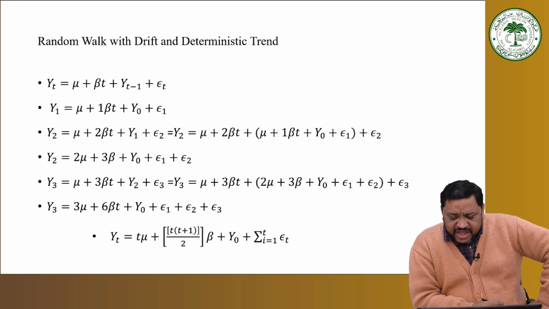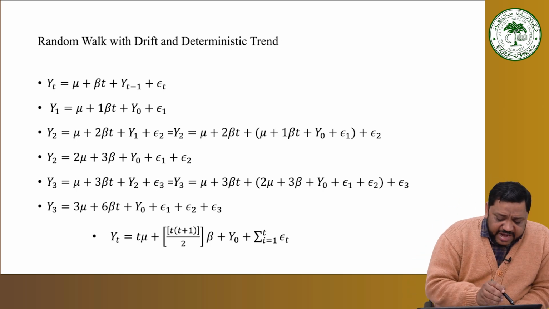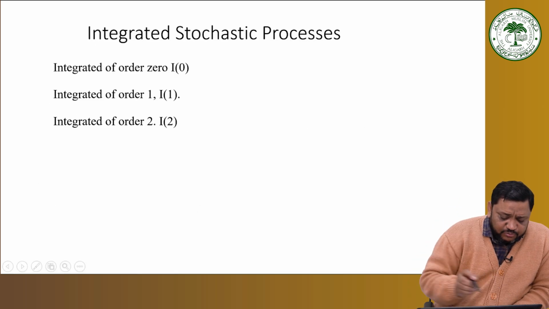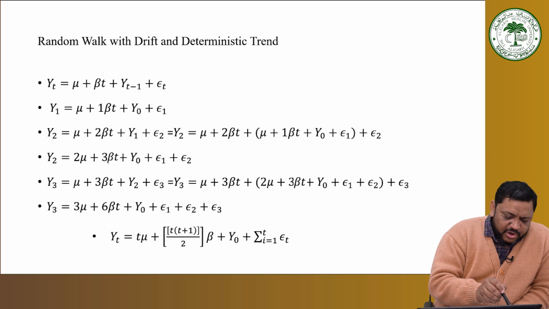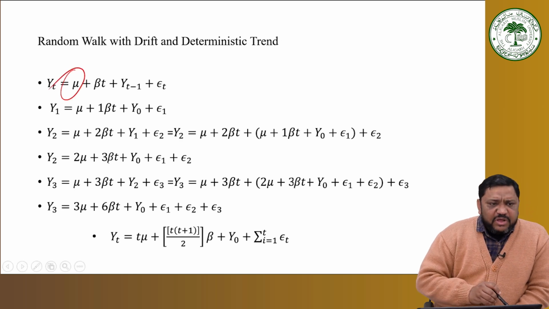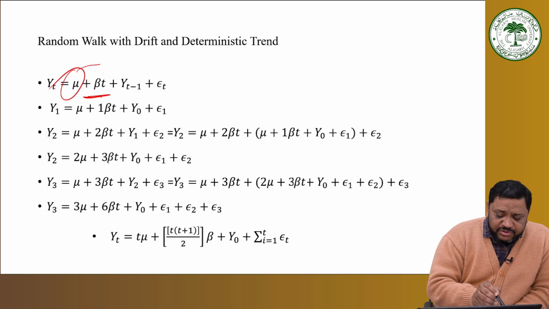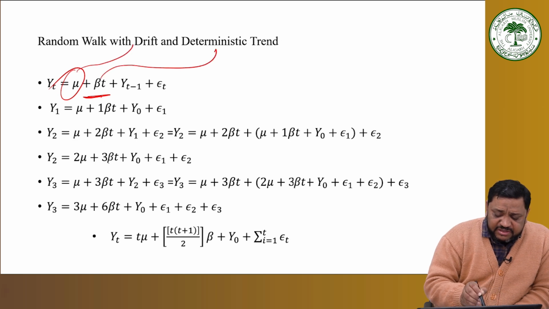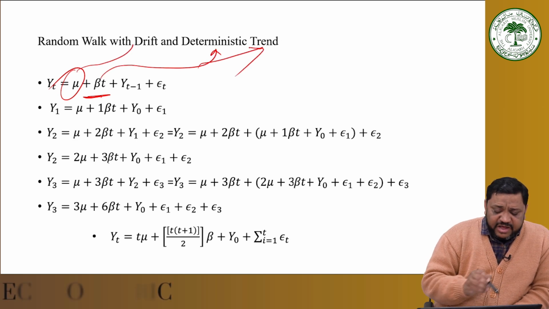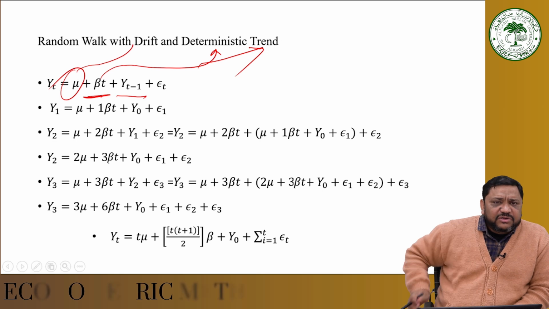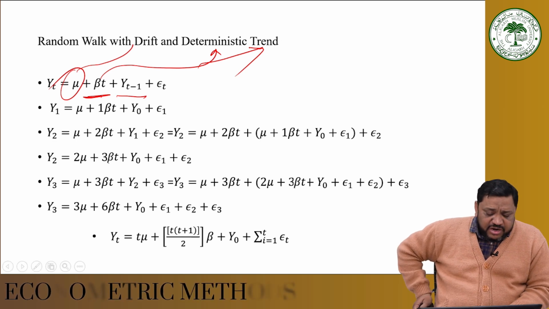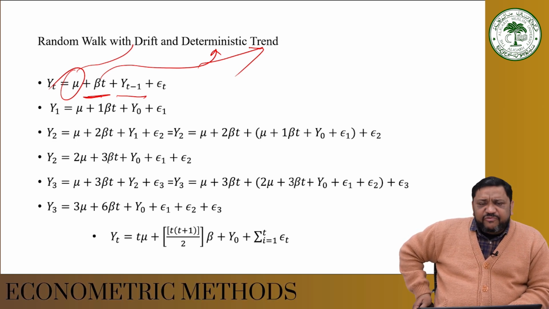It has a drift and has a trend. So we write the drift as mu, and this mu is your drift, and this bt is nothing but your trend value. And then, from the simple random walk, you had yt minus 1, accompanied with an epsilon t.